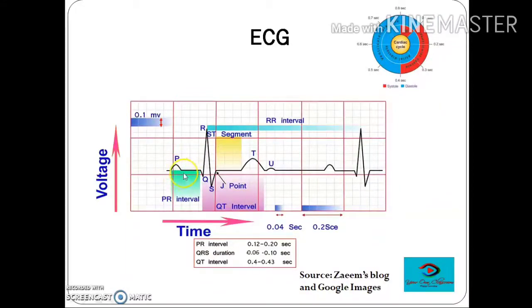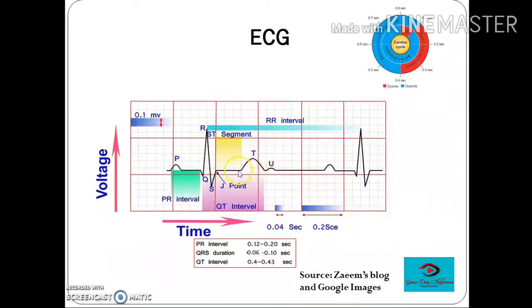And then you'll find a QRS wave. QRS wave indicates the onset of contraction of the ventricles, or ventricular depolarization. The Q wave is the first downward deflection after P wave. R wave is the first upward or positive deflection after Q wave, and S wave is the first downward negative deflection after the R wave.